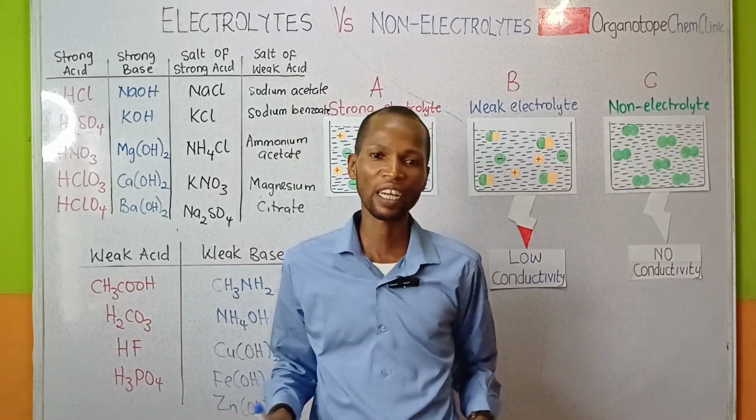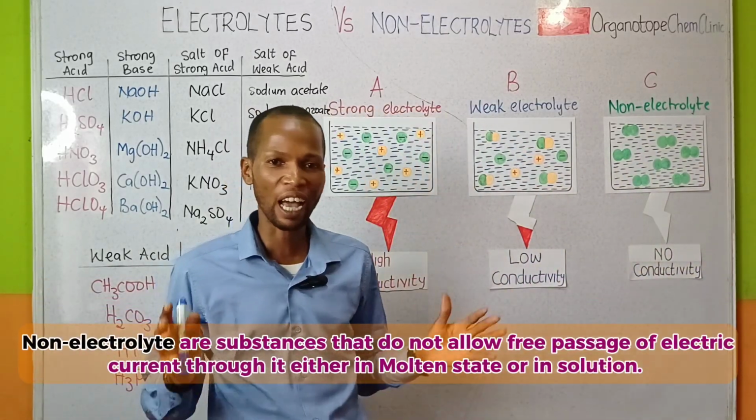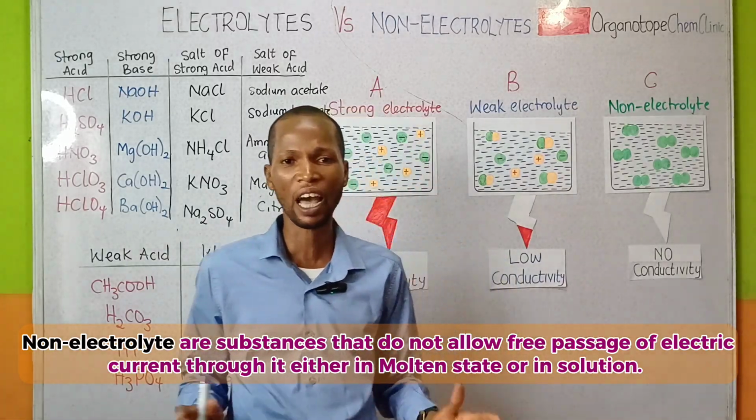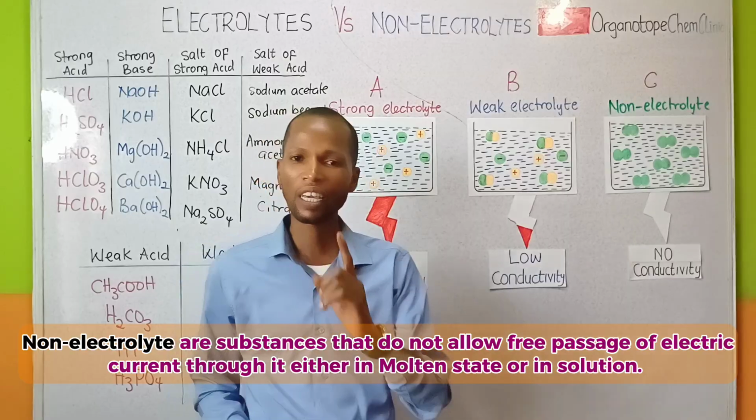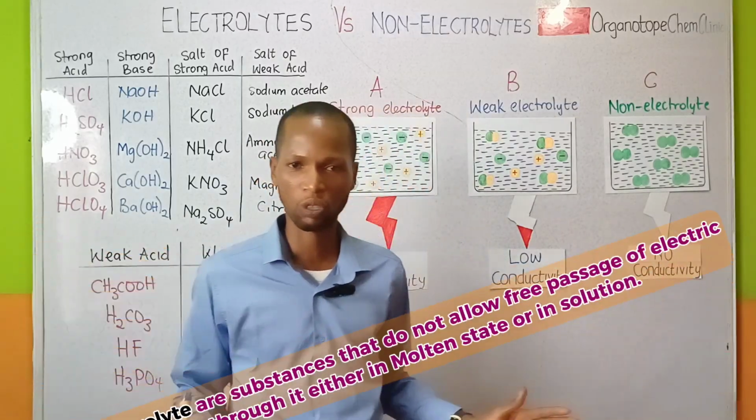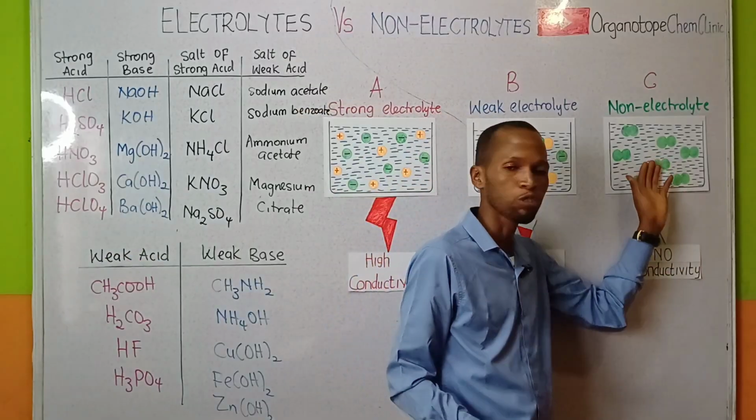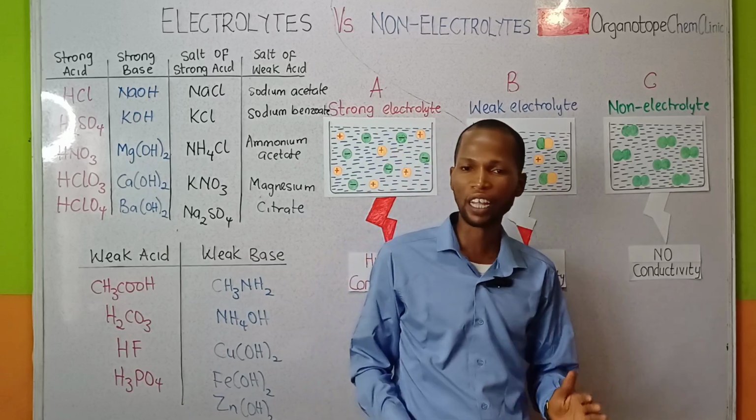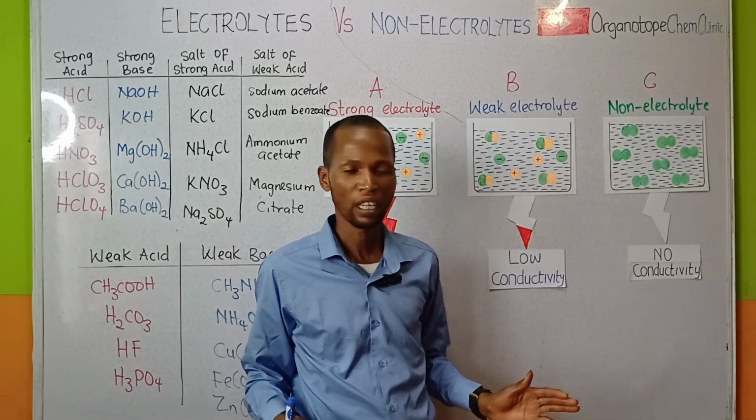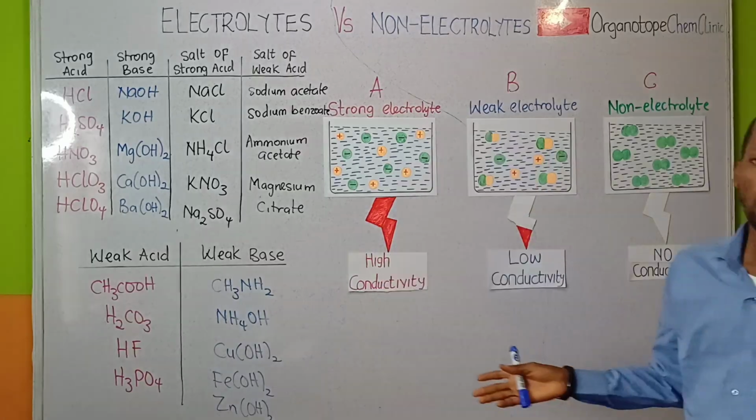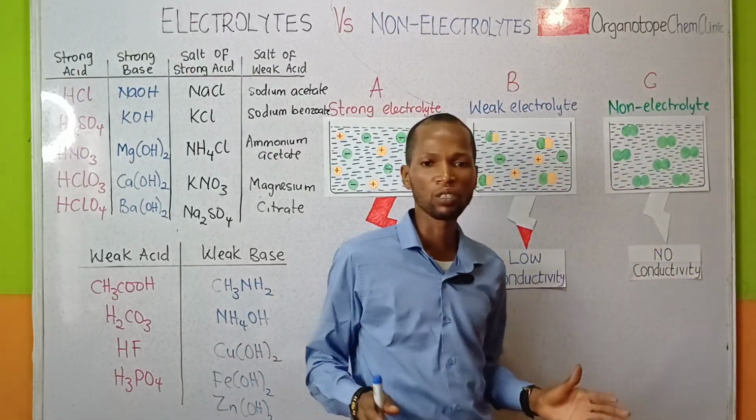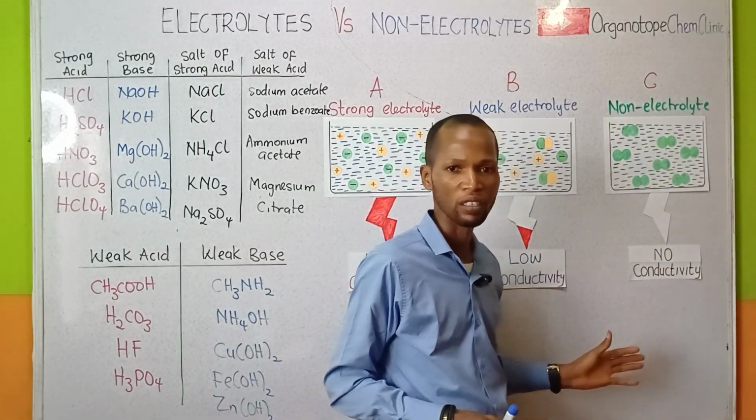Lastly, we have the non-electrolytes. What are non-electrolytes? Non-electrolytes are substances which do not allow free passage of electric current through them, either in molten state or in solution. The non-electrolytes do not dissociate or ionize in aqueous solution. Therefore, they do not conduct electricity. The non-electrolytes are compounds with mainly covalent bonds.